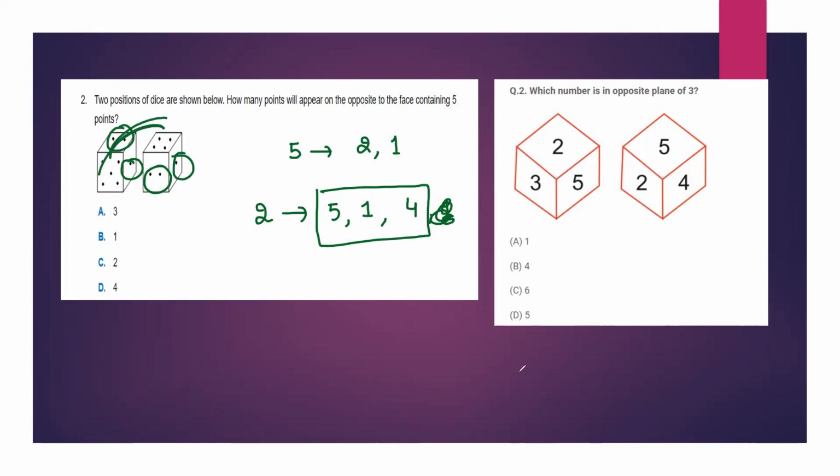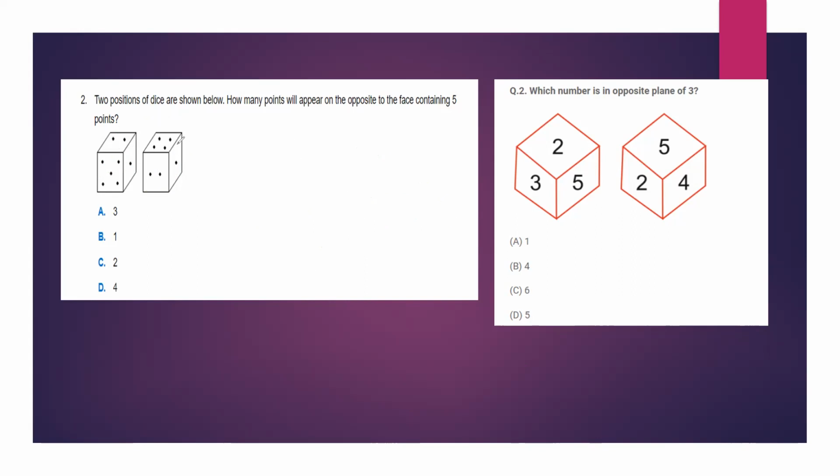Just what you have to do, you have to take the common parts. So 4 here means, 2 here and 1 here, 2 here and 1 here. That means 5 and 4 are opposite. That way it can be very, very simple.